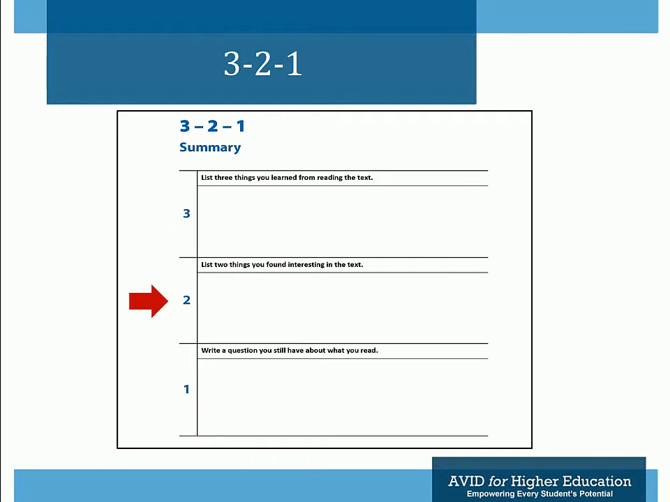The first section of this handout asks students to list 3 things that they learned from reading the text. The second section asks them to list 2 things they found interesting in the text. The third and final section asks them to compose a question that they still have about what they read.